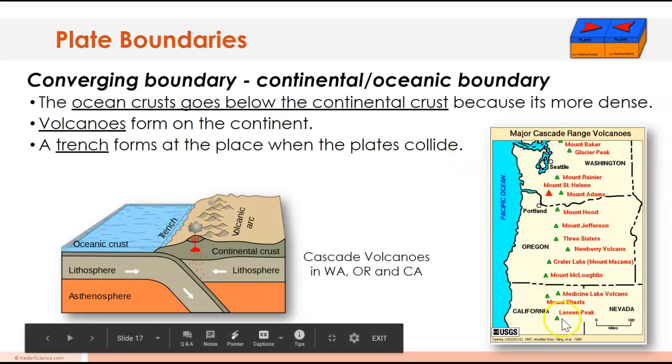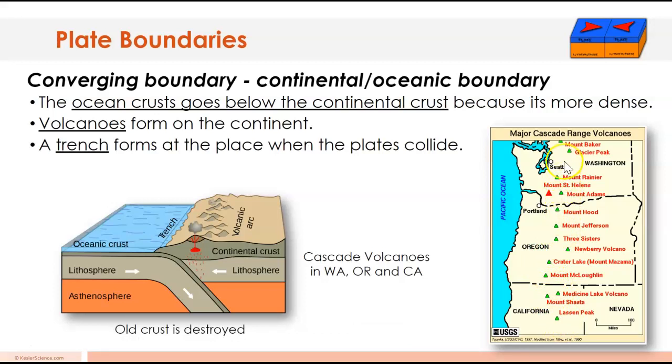And here we are, California. If you've ever been to Mount Shasta or Mount Lassen, those are volcanoes. And we have a whole chain of volcanoes all the way up through Oregon and into Washington. They're called the Cascade volcanoes, and they're formed because of this continental crust plus oceanic crust collision. So go ahead and hit pause and write that down.